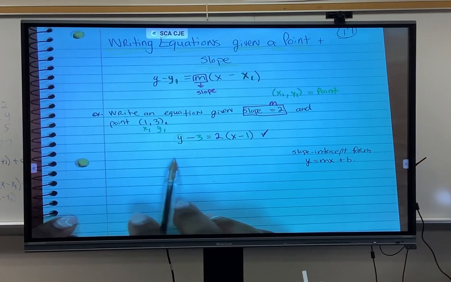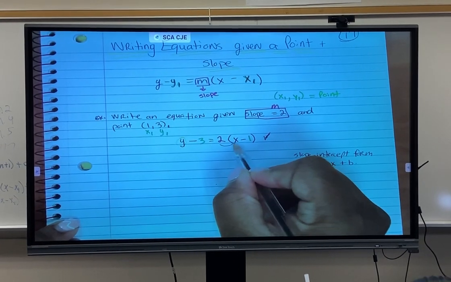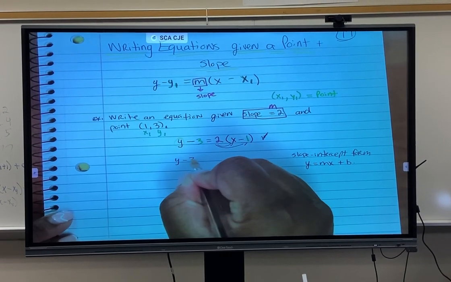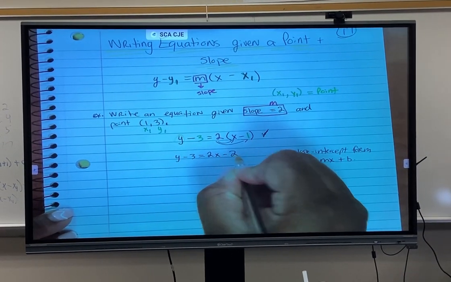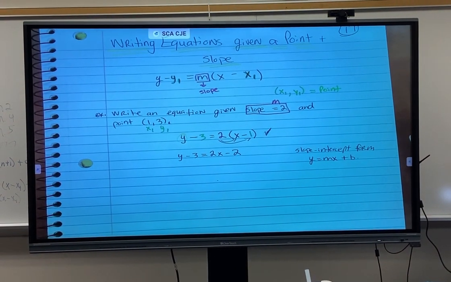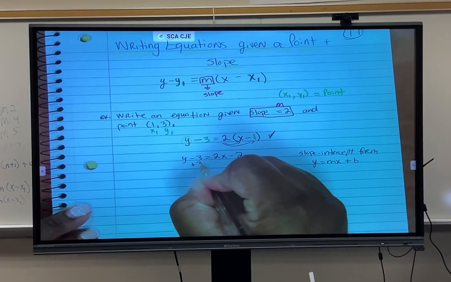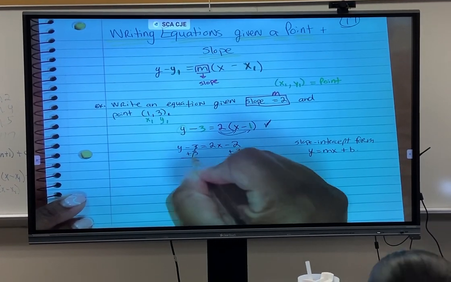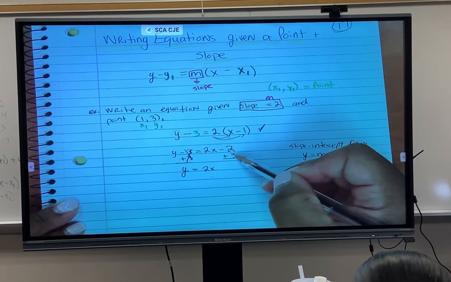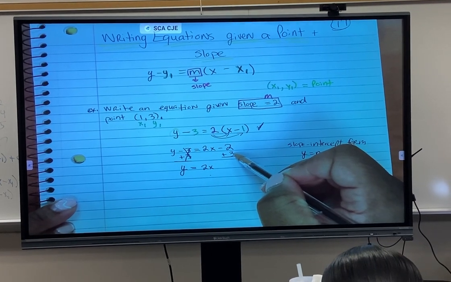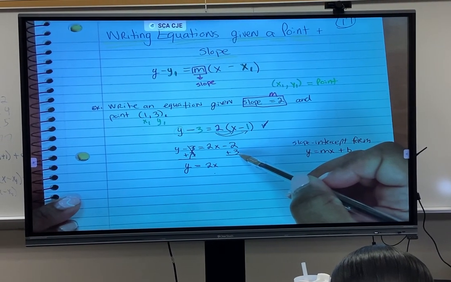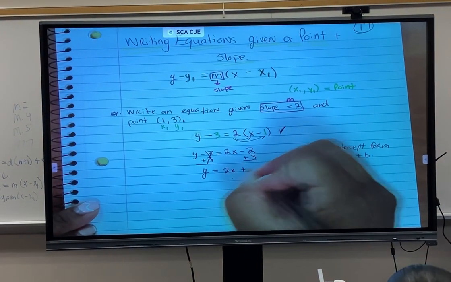What would it take to do that? We would have to distribute the 2 inside, 2 times x and 2 times -1, so that we have y minus 3 equals 2x minus 2. Everyone okay with this part? And then from here, all we would need to do is to add 3 to the left and right side, so that we're left with y equals 2x. What's -2 plus 3 in your calculators? It's 1. So this would be plus 1.